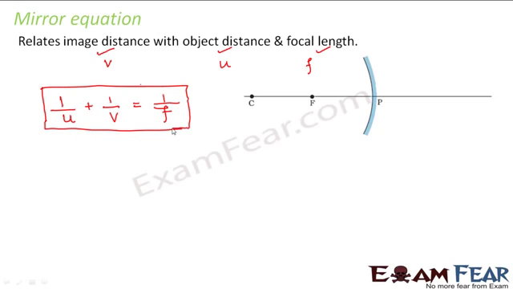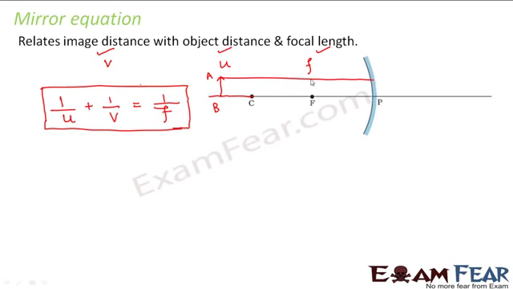Now let us try to prove this mirror equation mathematically. How did we get this mirror equation? So let us consider a concave mirror here and let us consider any object. Let us suppose we have some arbitrary position for now, and some object AB. Now let us try to plot the ray diagram and try to plot its image.